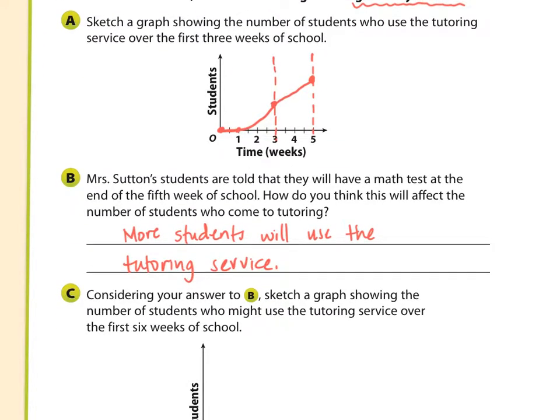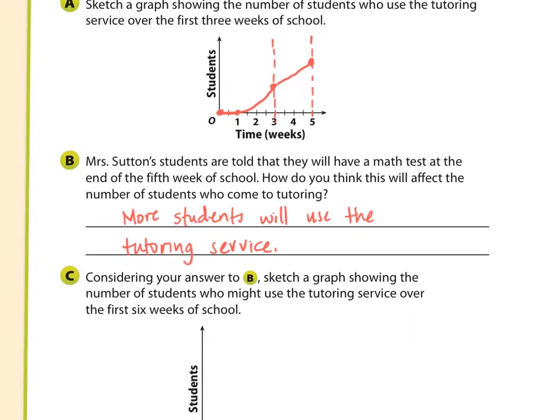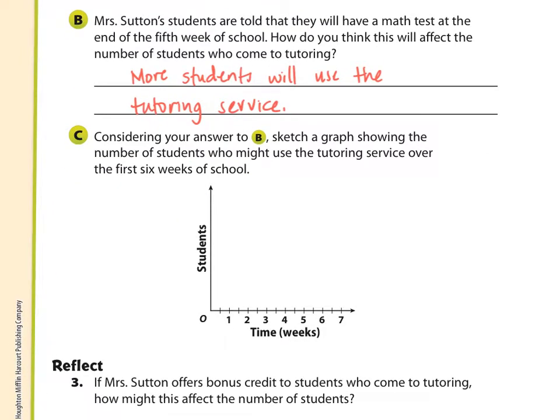And then part C says, considering your answer to B, sketch a graph showing the number of students who might use the tutoring service over the first 6 weeks of school. Okay. So I sort of graphed it already in that part A, but the first 6 weeks is right here at 6 weeks. So I know that in the first week we don't have any students, and then in 3 weeks, we know that it's going to go up gradually. And then 5 weeks, we know that this thing might still go up.